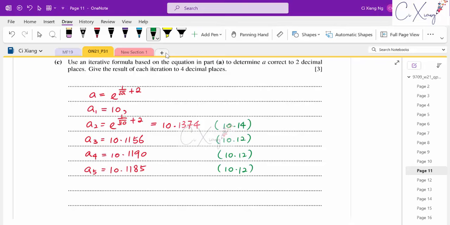This is also 10.12. So you can see very clearly that 10.12 has appeared so many times, repeated so many times. Then I can write here the root a, or the value of a should be equal to 10.12, correct to two decimal places. This is requested by the questioner. They are asking for the answer correct to two decimal places. When you want to show all the iterative values here, please make sure that you show all your iterations correct to 4 decimal places. Okay, so this is how we answer question number 8.